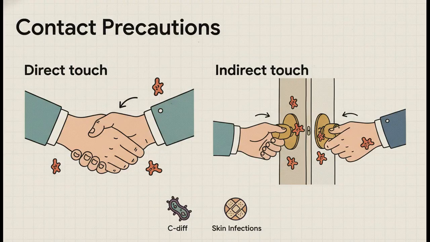Now, understanding how these germs travel is absolutely crucial. Transmission can happen through direct touch, like a handshake, or through indirect touch. That's when you touch a contaminated object, like a bed rail or a doorknob. That object is called a fomite. Some really common examples that require these precautions are things like C. diff and a lot of skin or wound infections.